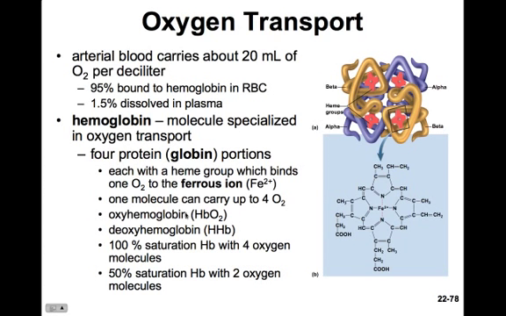Let's look at oxygen first. The arterial blood carries about 20 milliliters of oxygen per deciliter, or per 100 milliliters. 98.5% again is bound to hemoglobin. Here's hemoglobin over here on the right-hand side. And 1.5% is floating in the plasma itself.